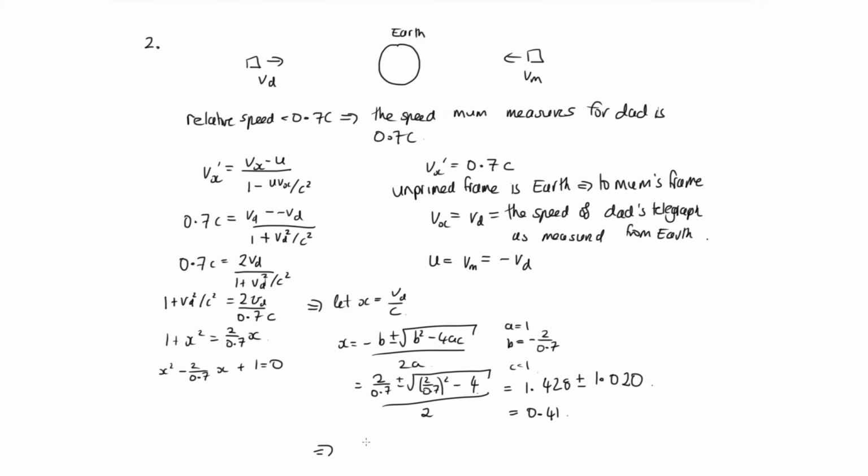So that tells us that Vd, the speed of Dad, is equal to, well, xc, and we've just found x here. So it's 0.41c. So that's the speed here, and we know that the speed of Mum is in the opposite direction, but it has the same magnitude, so that's 0.41c. So their speeds are plus and minus 0.41c.